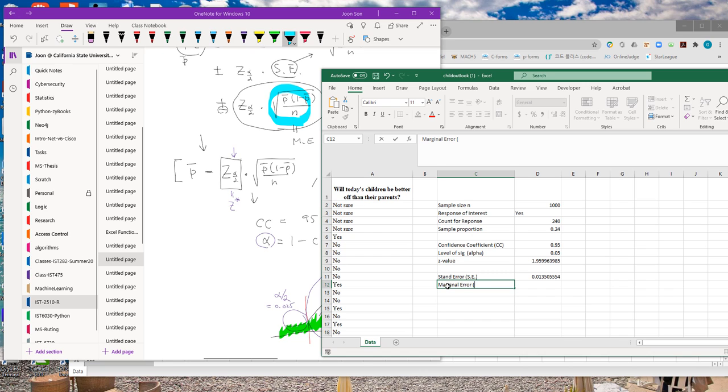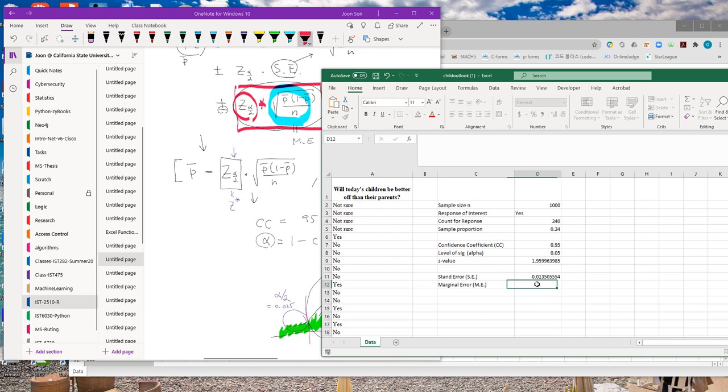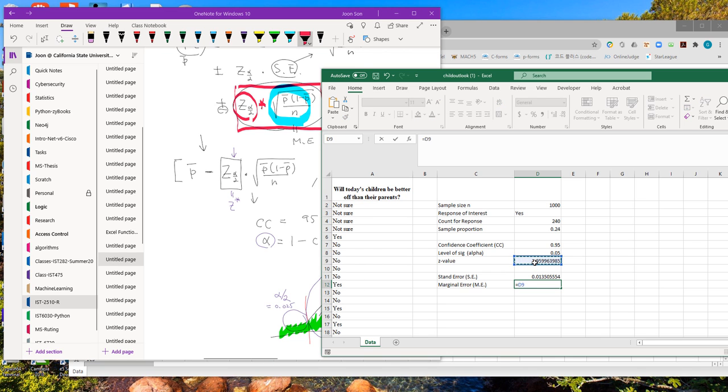Which is ME. And you know the marginal error is basically what? The marginal error is this part. So basically, Z critical multiplied by this standard error, right? So the marginal error is the Z value multiplied by the standard error, right? Okay, so that's my marginal error, right?